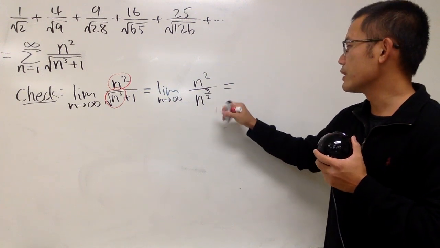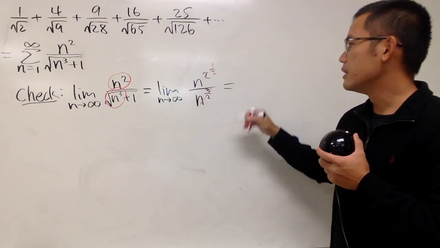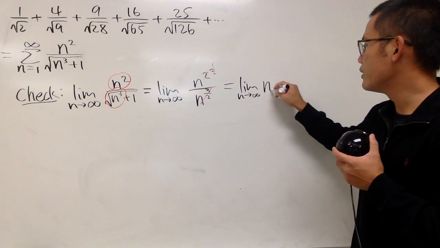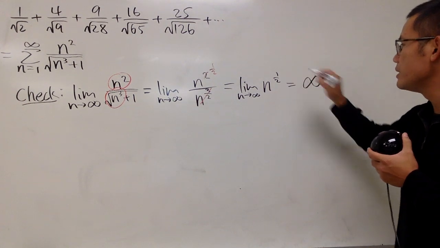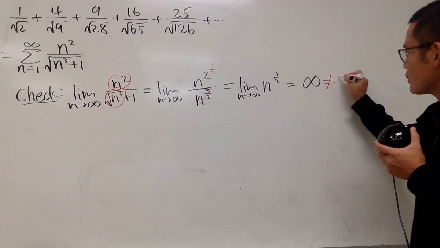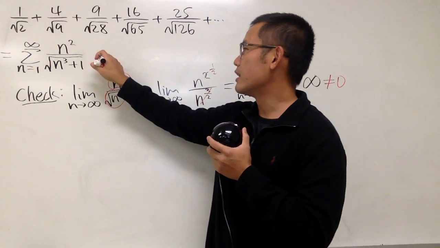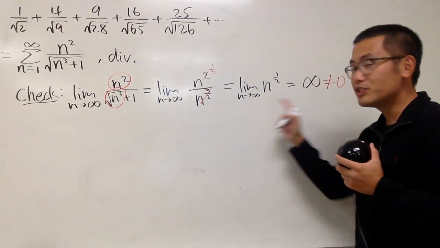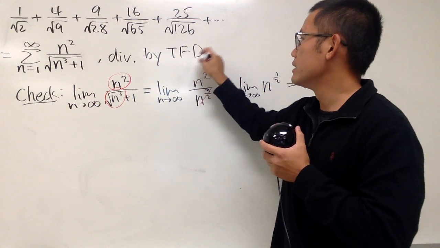Simplify the powers, and you will know that 2 minus 3/2 is just 1/2 on the top. And then we have the limit as n goes to infinity of n to the 1/2 power. Put infinity in here, to the 1/2 power. This right here will be infinity. Well, infinity is of course not equal to 0. Therefore, what's the conclusion? Yeah, this diverges. And what's the reason for that? Well, we did a limit check right here, right? So, diverges by the test for divergence.